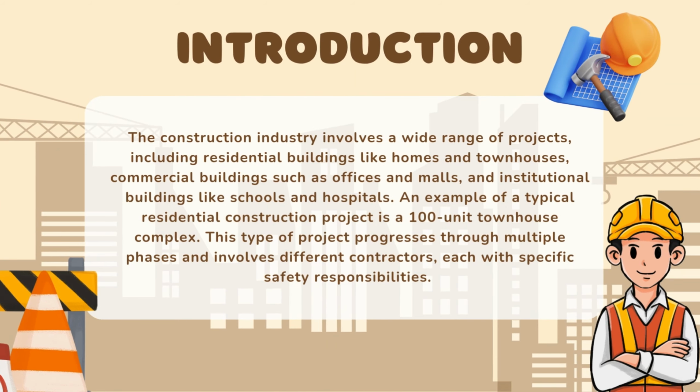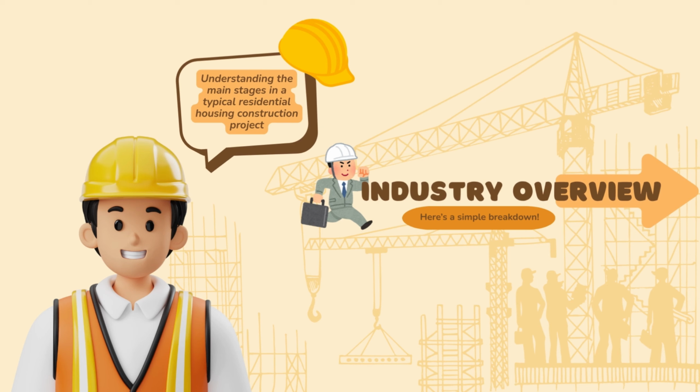What is the construction industry? The construction industry involves a wide range of projects, including residential buildings like homes and townhouses, commercial buildings such as offices and malls, and institutional buildings like schools and hospitals. An example of a typical residential construction project is a 100-unit townhouse complex. This type of project progresses through multiple phases and involves different contractors, each with specific safety responsibilities. Let's begin by understanding the main stages in a typical residential housing construction project.